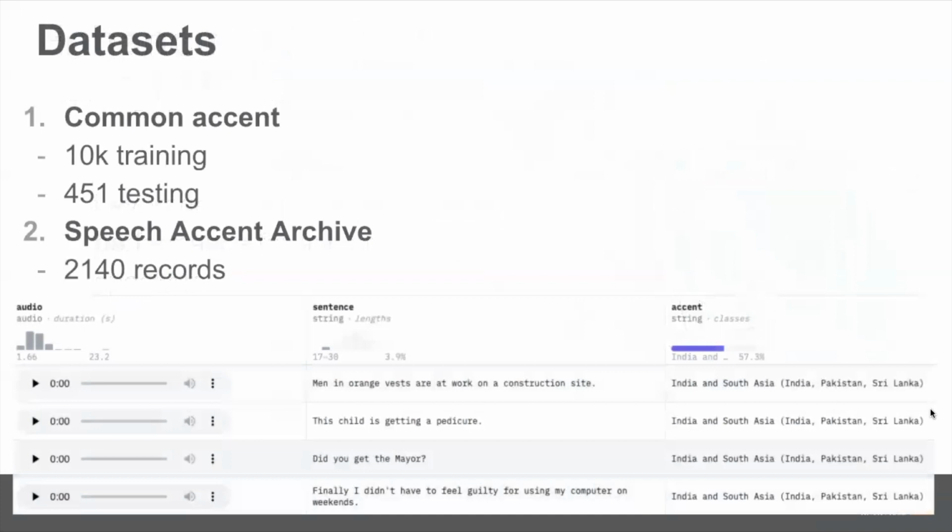Some of the data sets we used in our approach included the Common Accent dataset, which has over 10,000 training audio samples of accented speakers of English and 451 testing audio samples. We also used the Speech Accent Archive from Kaggle, which has 2,140 records of audio. An example below shows the data and how it's formatted.